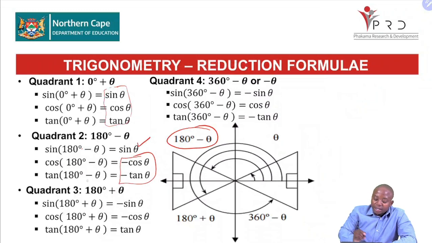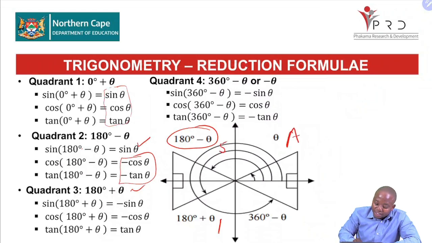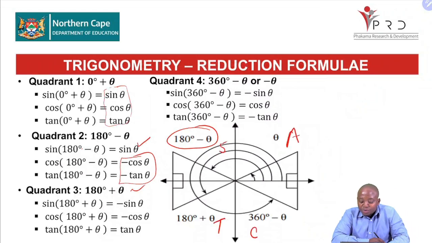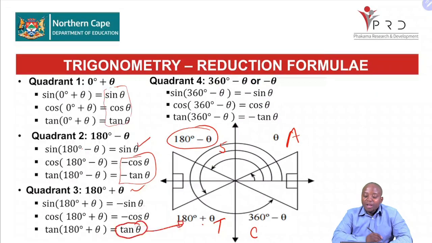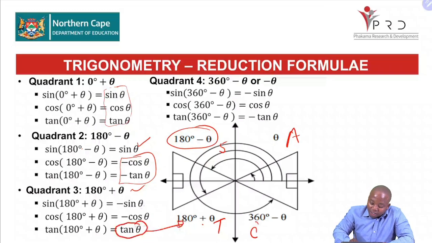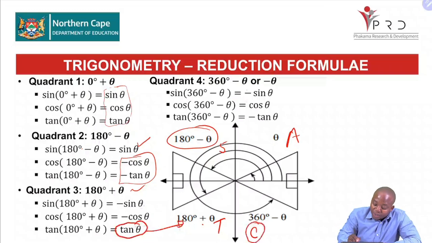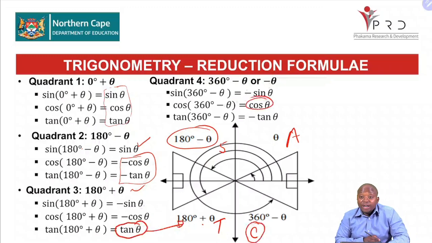Third quadrant is represented by 180 plus theta. Remember, this is all students take care. So we are saying only tan is positive on the third quadrant. Then on the fourth quadrant, C is for cos, so only cos is positive. That is very much important for us to look at right there.